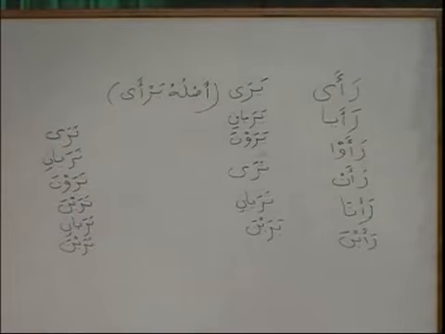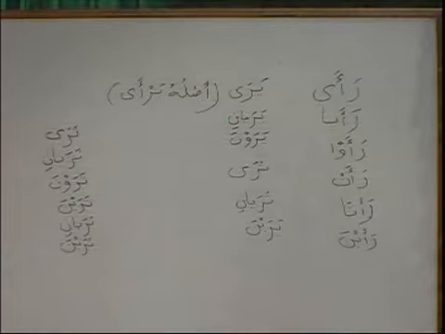And what is the asl of it? Yara'u. But because of its constant, extensive usage, yara'u became yara. So the Hamza was dropped and the Fatha of the Hamza came on the Ra. Fatha came on Ra, Hamza was dropped. So it became Yara. So Yara is actually Yara'u.